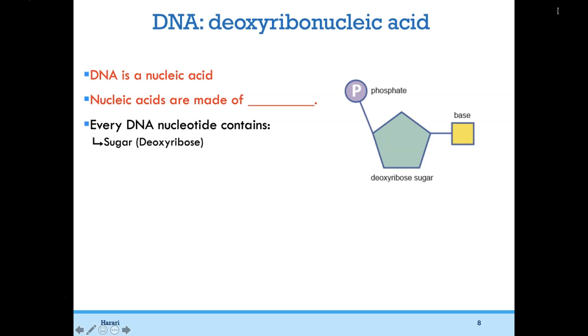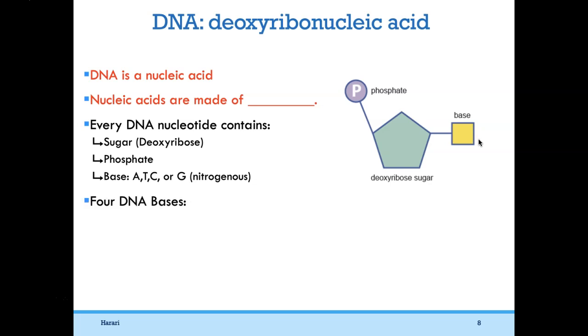Each nucleotide has a sugar. In the case of a DNA nucleotide, that sugar is deoxyribose. Every nucleotide has a phosphate. And every DNA nucleotide has a base. And the base can be one of 4 bases that all contain nitrogen. So we call those nitrogenous bases.